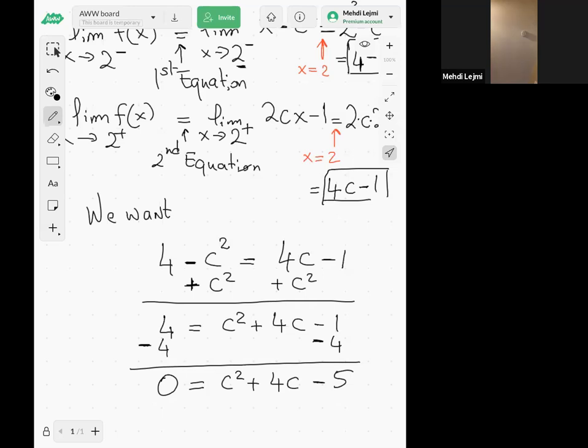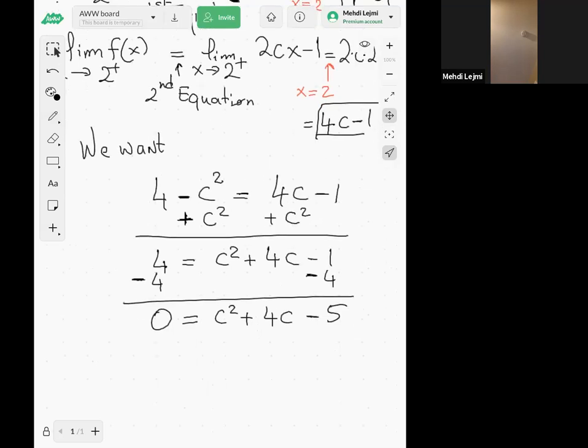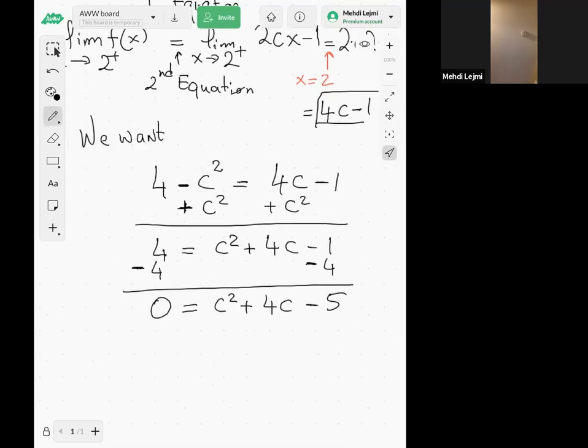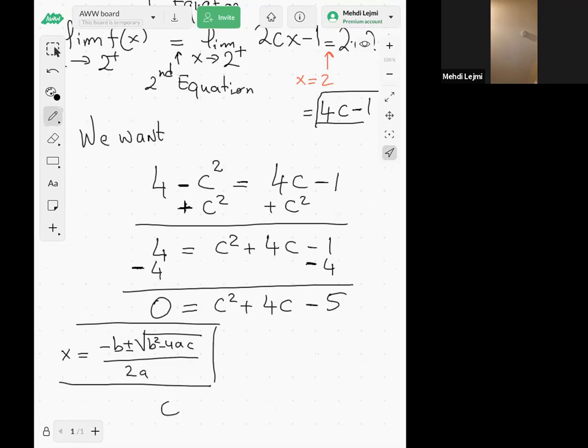Of course, we can use the quadratic formula. Let me just remind you of the quadratic formula. It's x equal to minus b plus or minus the square root of b squared minus 4ac, over 2a. So then our c would be minus 4 plus or minus the square root of 4 squared, that's 16, minus 4 times a, which is 1, times the c here, which is negative 5, the whole thing over 2 times 1.